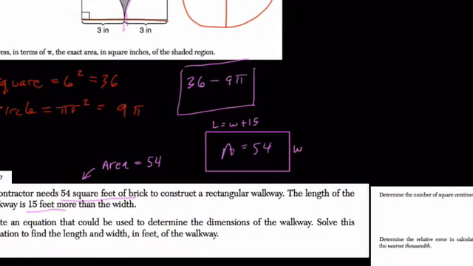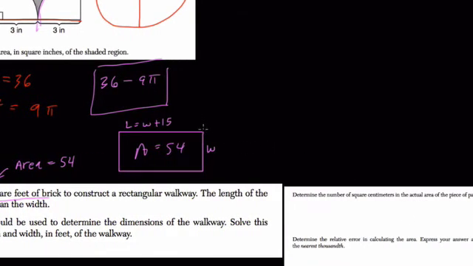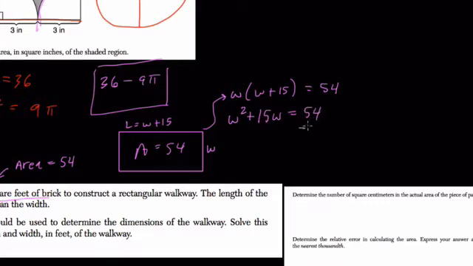So this is just like the question from before. But here, the equation I would write is W, the width, times the length, which is W plus 15, equals the area. And then what I'm going to do is distribute the W. W times W is W squared, plus W times 15 is 15W, equals 54. Set this equal to 0, that'll make your life easier. So subtract 54 on both sides. So W squared plus 15W, right, minus 54 equals 54 minus 54, that's 0.